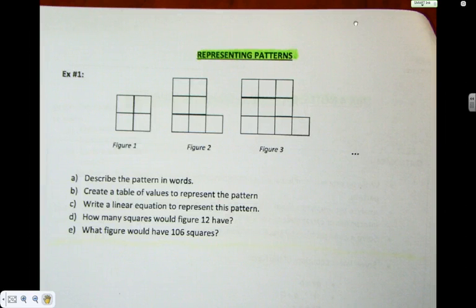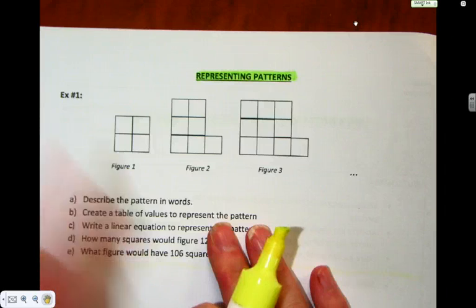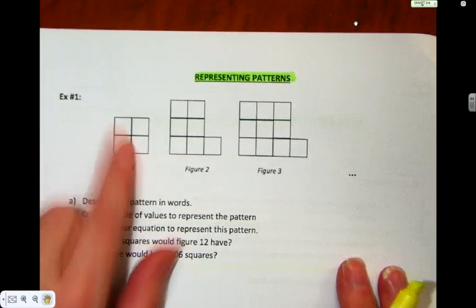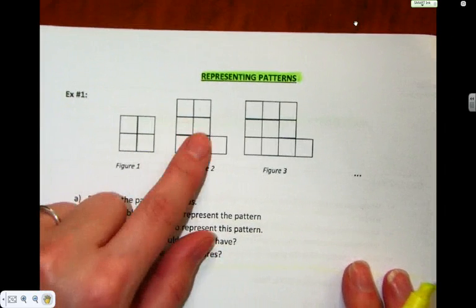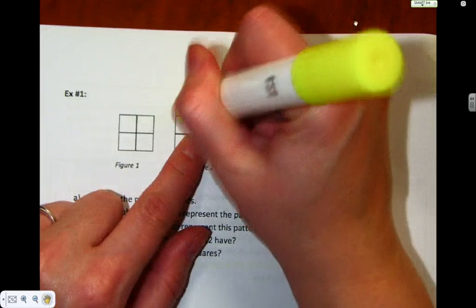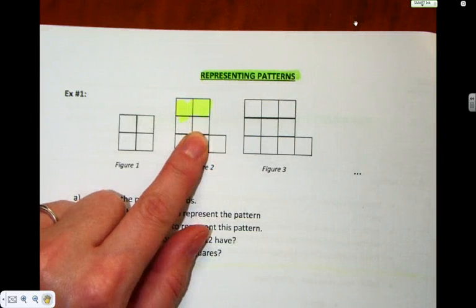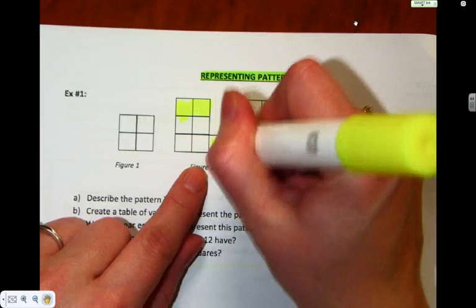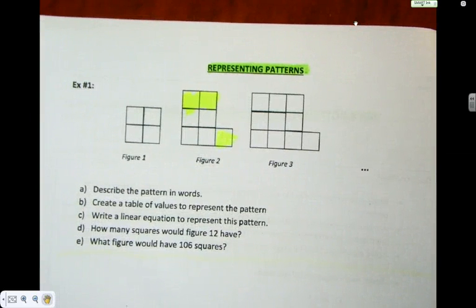Okay, focus back. I'm grabbing a highlighter if you want to grab one with me. So if we look at the 4 blocks in figure 1 and we look at the same 4 blocks in figure 2, what have we added? Well, we've added the 2 on the top and the 1 on the right-hand side. That's really what's different between figure 1 and figure 2.